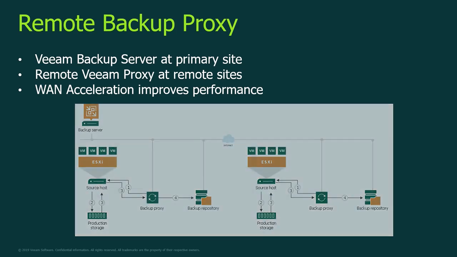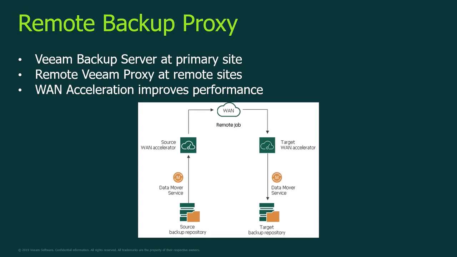And we also support WAN Acceleration in this situation. So we can have two different repositories across a WAN and use WAN accelerators to greatly improve performance. These WAN accelerators enable global caching and global deduplication, as well as network compression, so that we're going to greatly improve the performance and the bandwidth utilization running across the WAN.